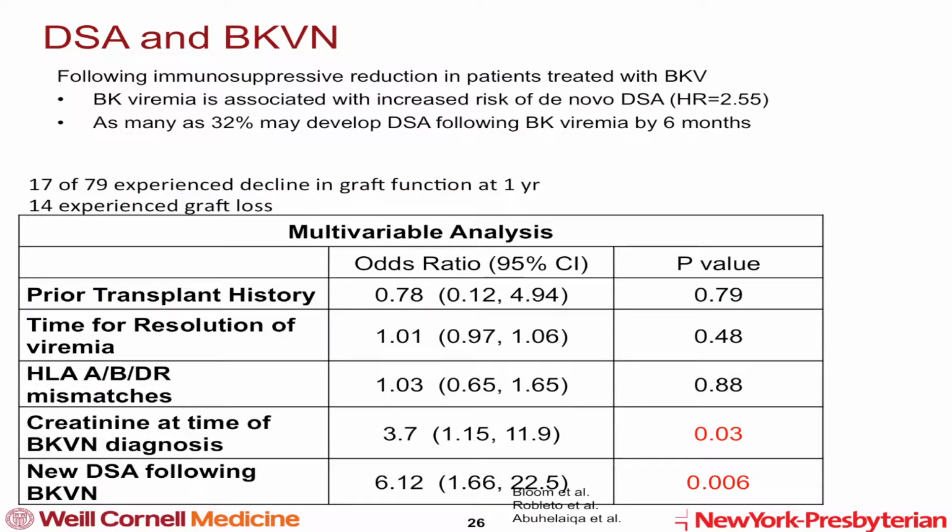In this analysis, we did not include the urine biomarkers, but development of donor-specific antibodies following BKVN diagnosis was a significant risk factor. And 14 individuals developed graft loss, and using Kaplan-Meier analysis, which I didn't make a slide of, there was a significant association with the development of DSA post-BKVN.